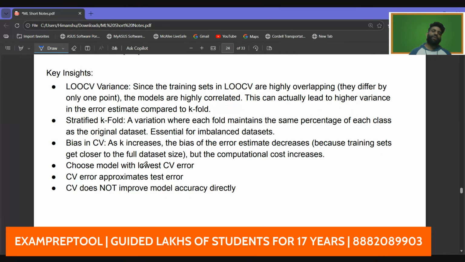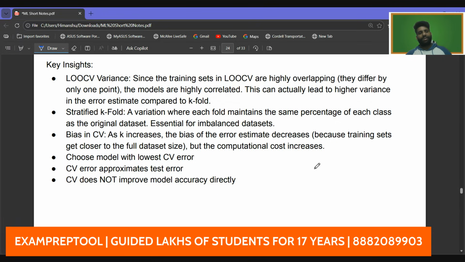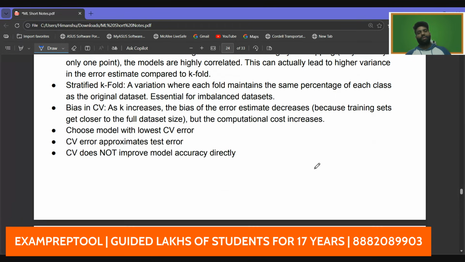Choose the model with the lowest CV error. You generally choose the model which had the lowest cross validation error. Cross validation error approximates the test error. It does not improve the model accuracy, but it is used to pick the best model or best set of hyperparameters. So that was about cross validation.